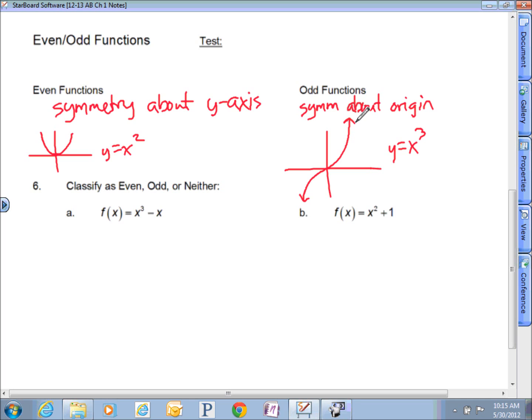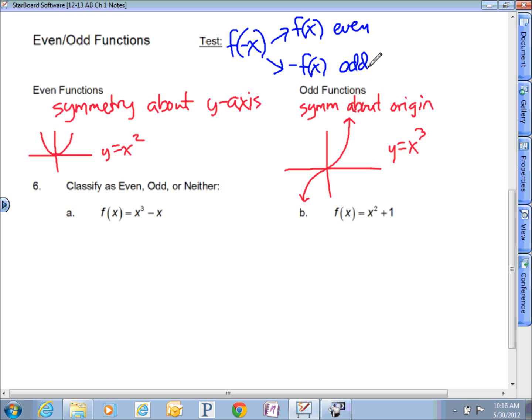To test even and odd, it's actually kind of cool. It's the same test no matter what. If I do f of the opposite of x, that's all I have to do. I plug the opposite of x in and I look at the result. If it turns out that I get my original function back, then my function is even. If it turns out that I get the opposite of my original function back, then it's odd. If it turns out any other way, that means it's neither one.